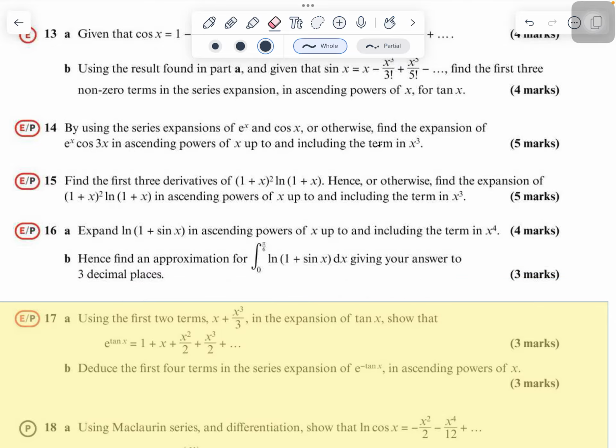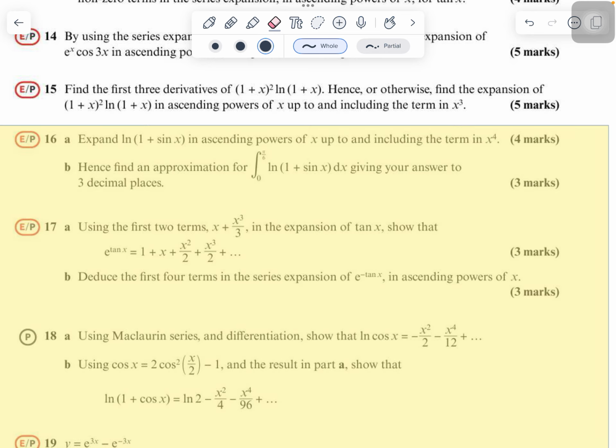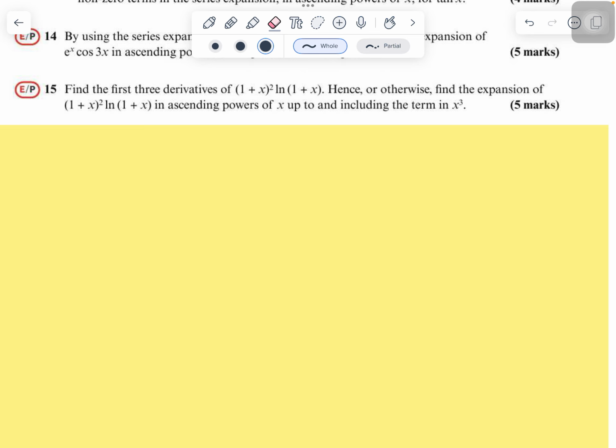And the next one, 15. Find the first three derivatives and find the expansion. Expand 1 plus sine x and hence the approximate. Okay, let's go with number 15 first. (1 plus x) squared ln (1 plus x). So let's call this y: (1 plus x) squared ln (1 plus x).